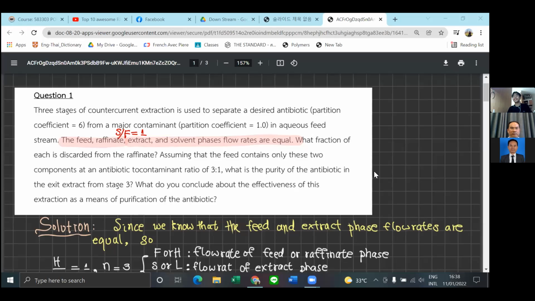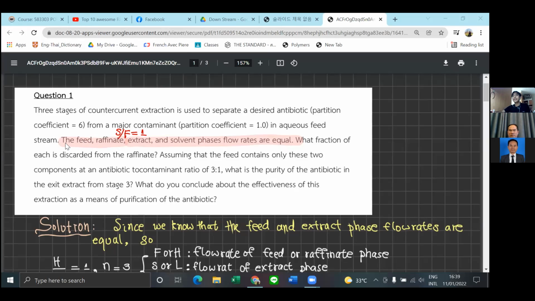For question number one, they ask, they want to purify the antibiotic from the major contaminant. So they want to know, after they purify, what is the purity level of this antibiotic.